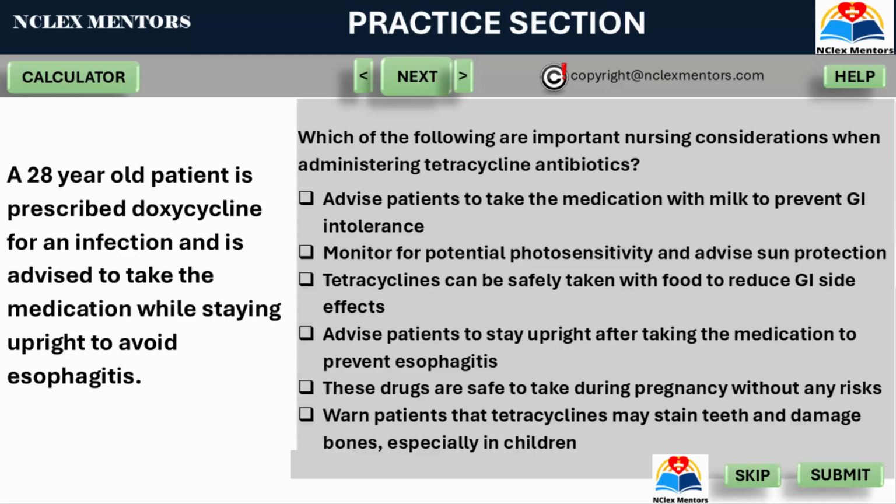Option E, these drugs are safe to take during pregnancy without any risks. Option F, warn patients that tetracyclines may stain teeth and damage bones, especially in children.